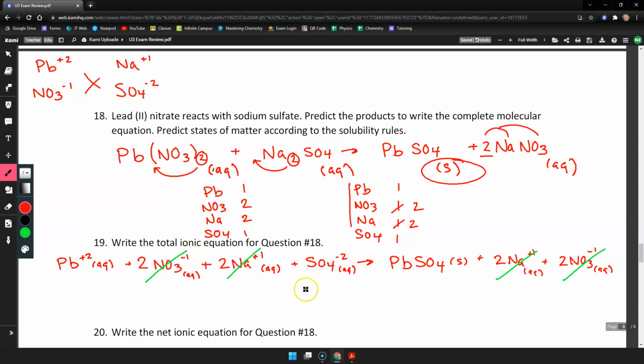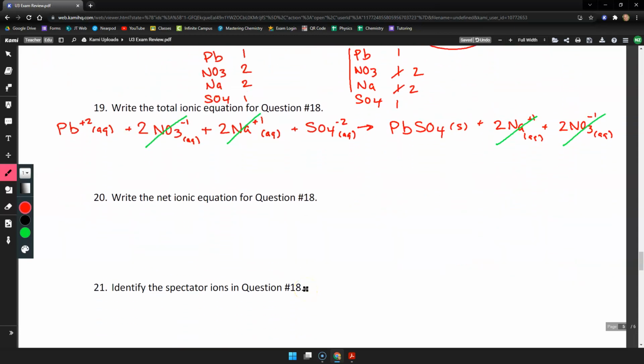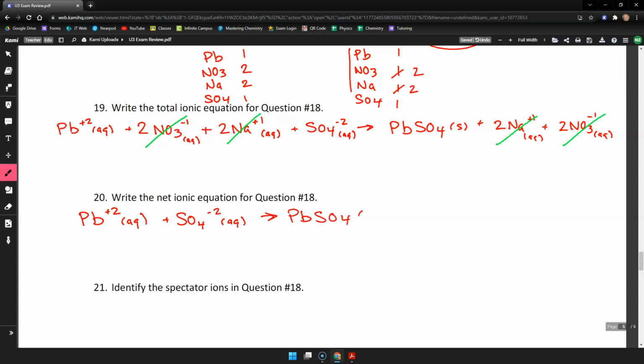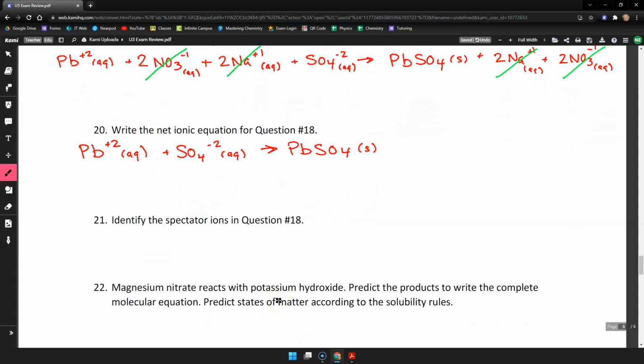All right, our net ionic equation is anything we didn't cross off. So we have lead, Pb, +2, aqueous. We have sulfate, SO4, -2, aqueous. That goes to PbSO4, solid. Spectator ions are anything we crossed off. You do not need the numbers, you do not need the states. Okay, so this will be NO3. When I say numbers, I meant the coefficients. We still need our charges. And then we have Na plus 1. Ta-da!